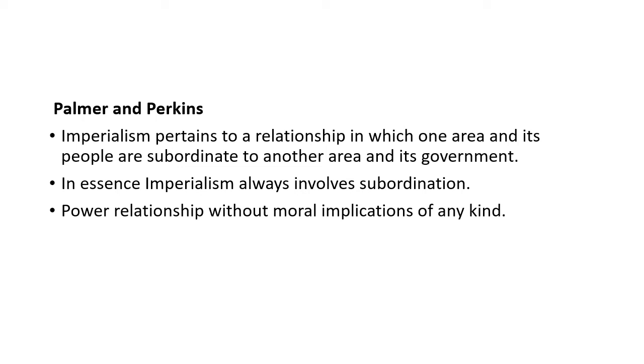Palmer and Perkins define imperialism as pertaining to a relationship in which one area and its people are subordinate to another area and its government. If the people and government of one area are subordinate to another government and another people, that's called imperialism. In essence, imperialism always involves subordination, force, and power. So imperialism is a power game. When one state uses its power to control another state, that's called imperialism.